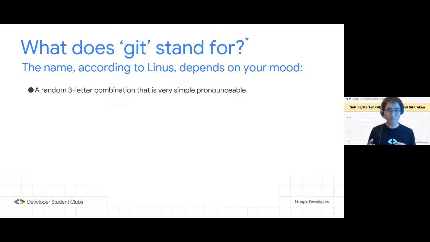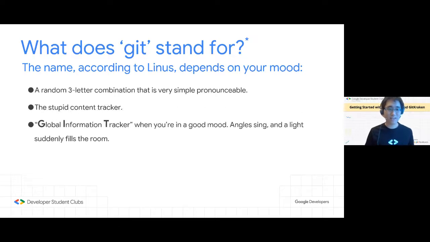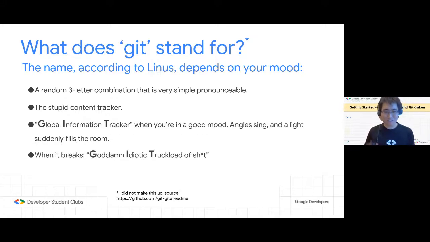So if you just use Git, it's a random 3-letter combination that is very simple and pronounceable. It's Git, so Git, right? It's the stupid content tracker, based on Git as a UK slang. And then if everything works well, it's called the global information tracker. And then you see angels, you see lights, and then you feel very accomplished. But if it breaks, it's called the goddamn idiotic truckload of shit. And no, I did not make this up. You can see the Git readme there.